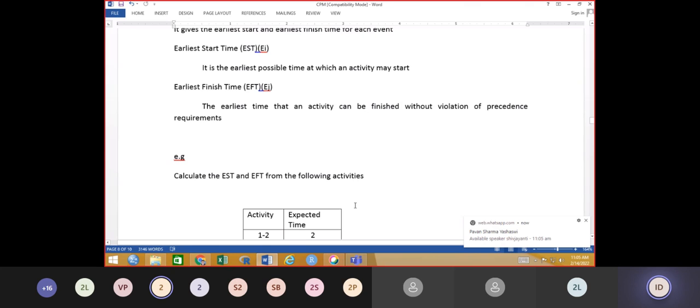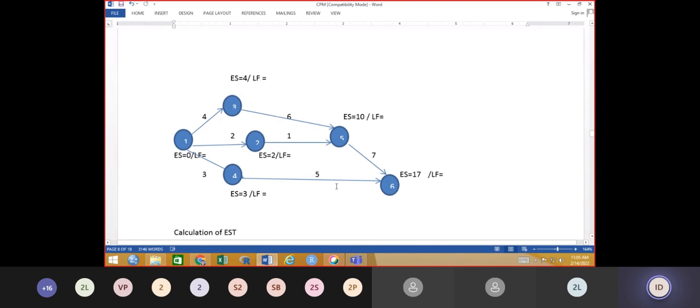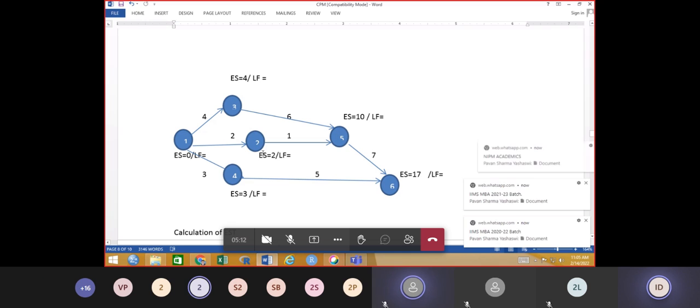Calculation of EST and EFT for the following activities. This is the diagram which we have already drawn. I think this diagram is with you. Do all of you have the diagram? Yes, sir, same example. I will just repeat in short.